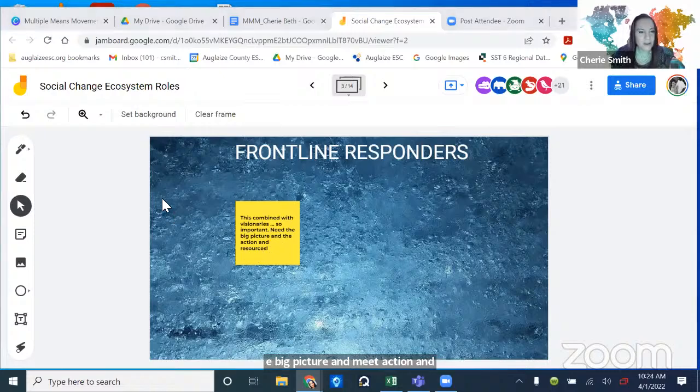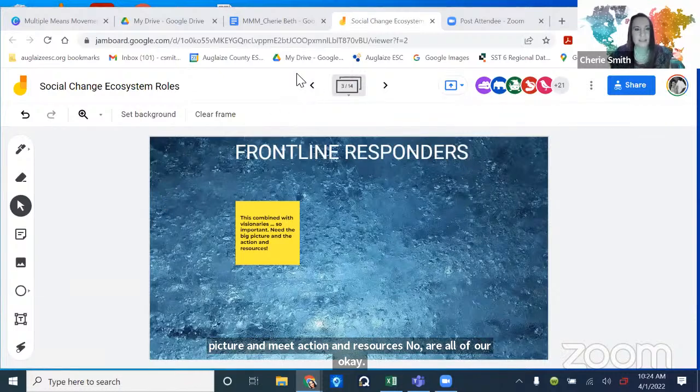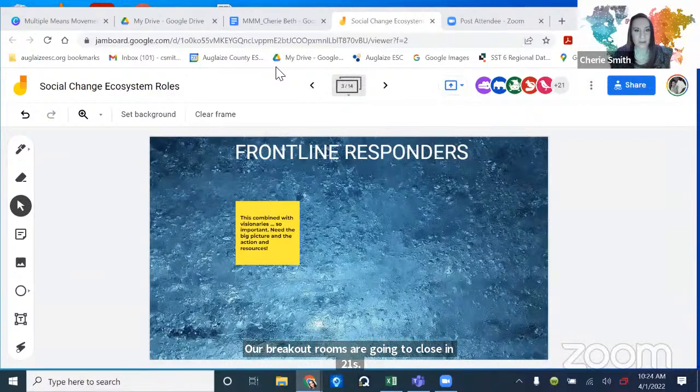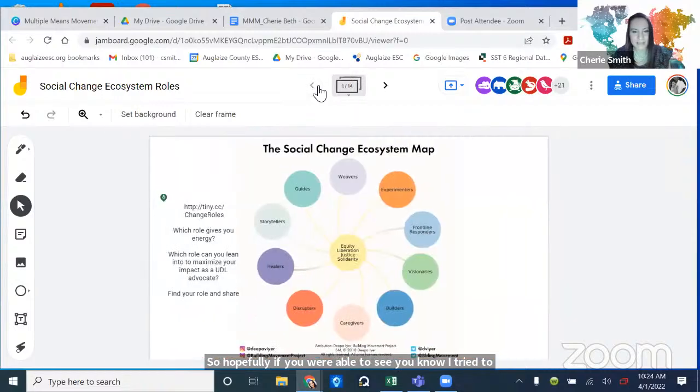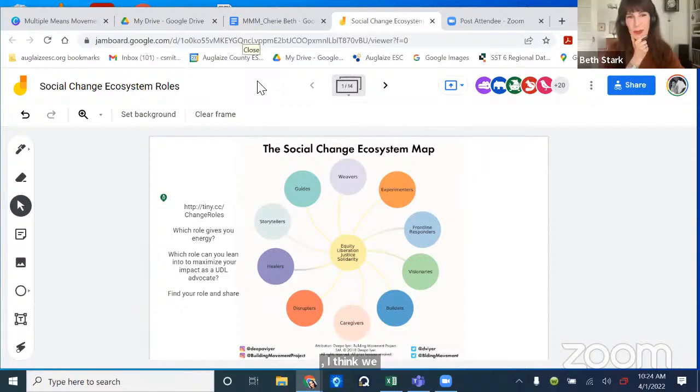All of our breakout rooms are going to close in 21 seconds. So hopefully if you weren't able to see, I tried to read through some, or if you weren't able to join and add. I think we have a little bit of time that people might be able to share after the breakout rooms.